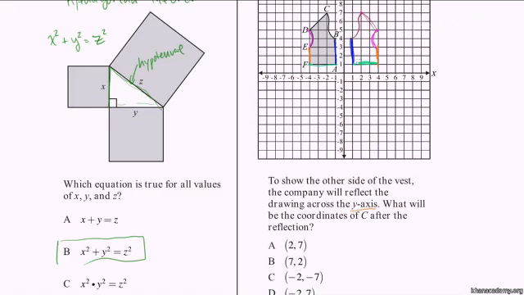But they want to know the coordinates of C. So this is C, and this is the C after the reflection. Maybe I could call it C prime. Its x-coordinate is 2, right? We're 2 to the right. Before we were 2 to the left at -2. And its y-coordinate is going to be the same. It's going to be 7. So 2, 7. And so that is choice A.